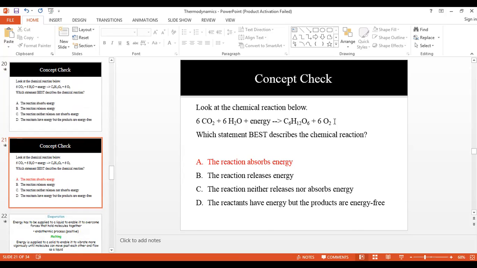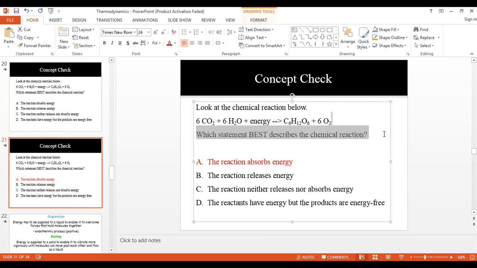If you need to draw a diagram for this equation, how will you draw? Can you tell me where is the product and where is the reactant for this equation? The reactant is the first, on the left, and the product on the right. Which one is greater, reactant or product? Product. Good, product, because this is endothermic.